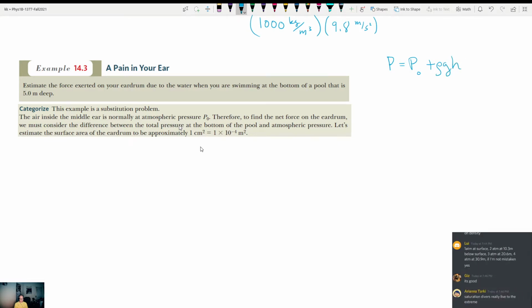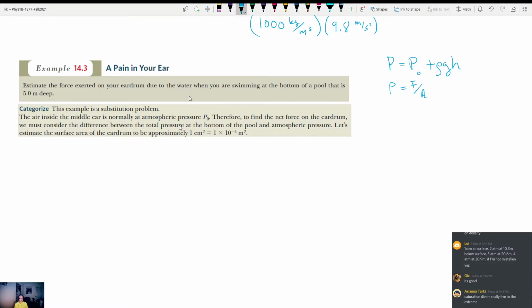So we're gonna need that one. Saturation. I don't know what a saturation diver is. You'll have to tell us what that is. We need this equation, and we will also need, what is it? Pressure is equal to force divided by area. Those are the two equations that we'll need.